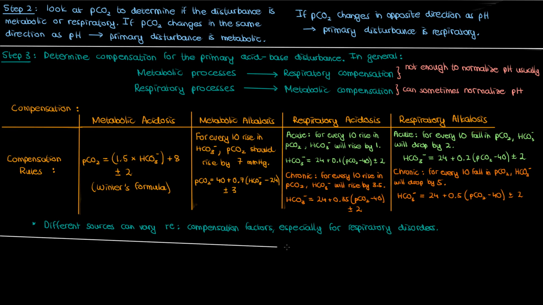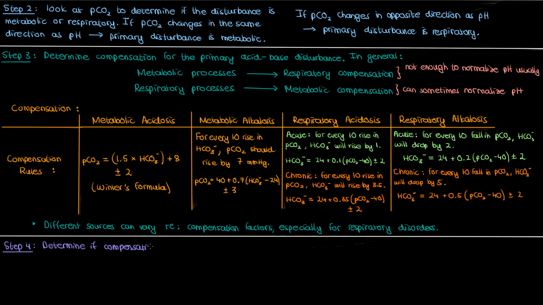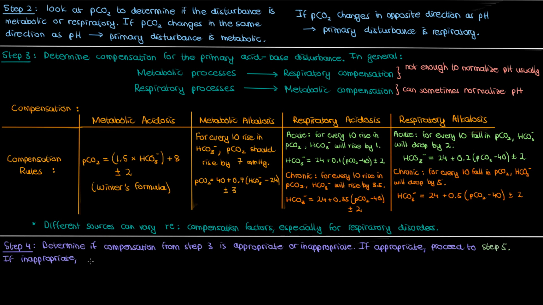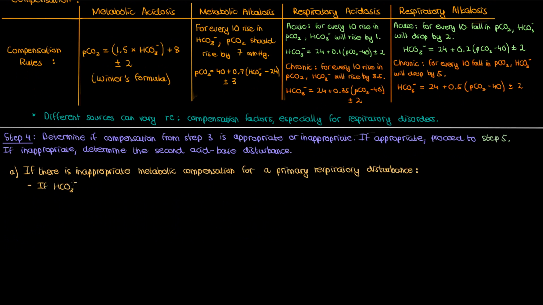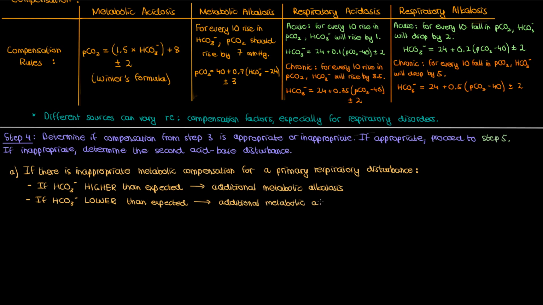So now you've determined what the PCO2 or the bicarb need to be for appropriate compensation. If there is appropriate compensation within the plus or minus margin of error that I've given, you're done with step 4 and can proceed to step 5. However, if there's an inappropriate compensation, then that means there's an additional acid-base disturbance going on, which you can then determine. In the situation of an inappropriate metabolic compensation, if your bicarb is higher than expected from that compensation, you've got a metabolic alkalosis going on. If the bicarb is lower than expected, you've got a metabolic acidosis going on.